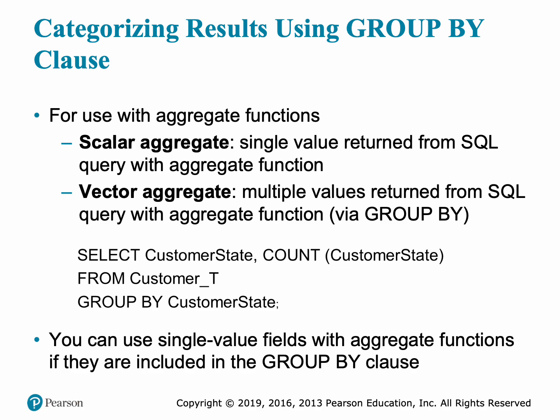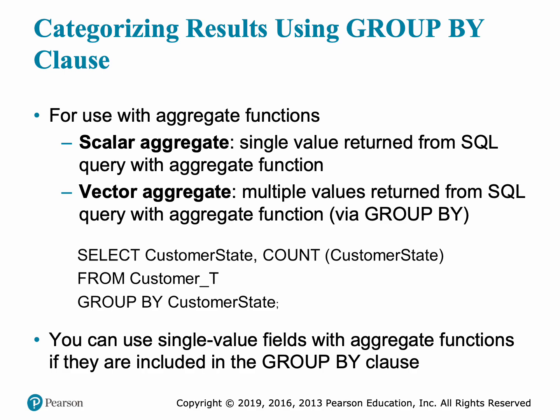So, categorizing results using the group by clause, I would suggest you look into scalar aggregate and vector aggregate in the reading that has been assigned in terms of the book. Here you can look at the example as the vector aggregate. It will return the number of customers from each state. This query will return the name and the count of customers from all states that actually have customers.